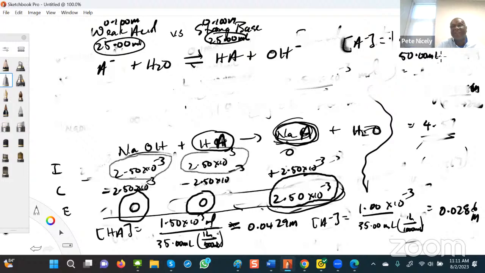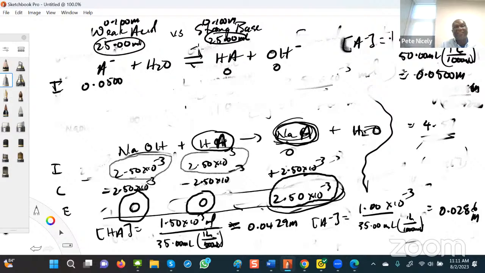50.00 mL, right? And then we have to do the conversion from milliliters to liters. And then we do the calculation. So that will be 2.5 times 10 to the minus 3 divided by 50. And then my answer I got here is 0.0, how many sig figs? 3 sig figs. So 0.0500 M, right? That concentration is going to go here. You're going to have 0 here, 0 here.